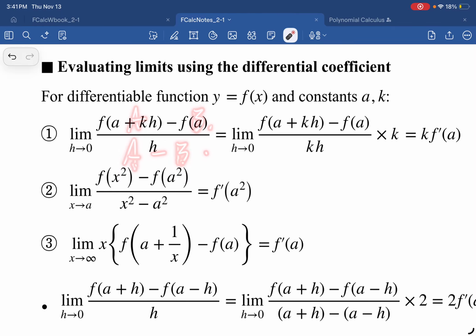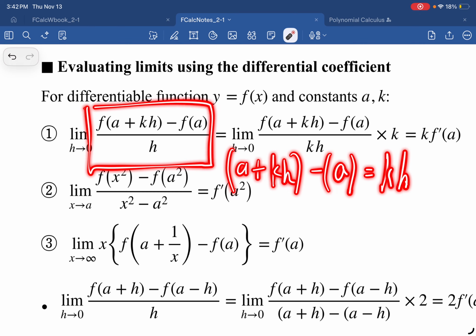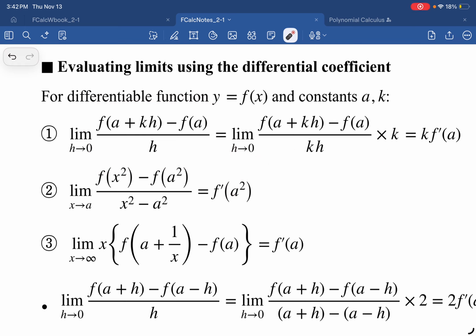Now, if you see here, the stuff inside the brackets, a plus kh and a, so let's subtract that. A plus kh minus a is equal to k times h. So in order for this to be a slope of the secant line, the average rate of change, we have to make the denominator kh. But as you can see, we only have h, so we need to modify it. So we've put down a k here, and then we've multiplied a k here to cancel that out. And this becomes the average rate of change.